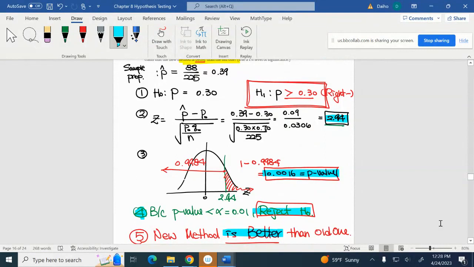It's good, right? So we want to test better than 30%. We stated right tail. We take the test statistic, the p-value from the right tail, less than alpha, reject the null statement H0. So we interpret H1, bigger than 30% means better. The new method is better than the old one. Any question? Here's another example.